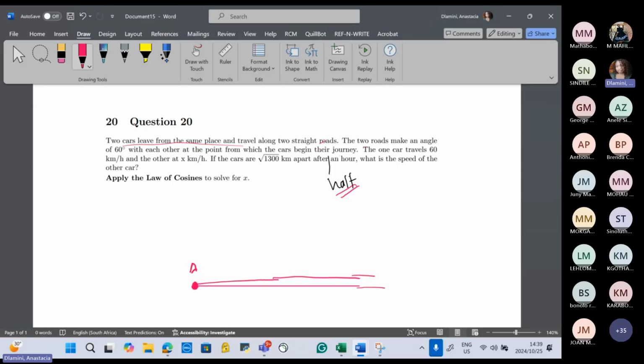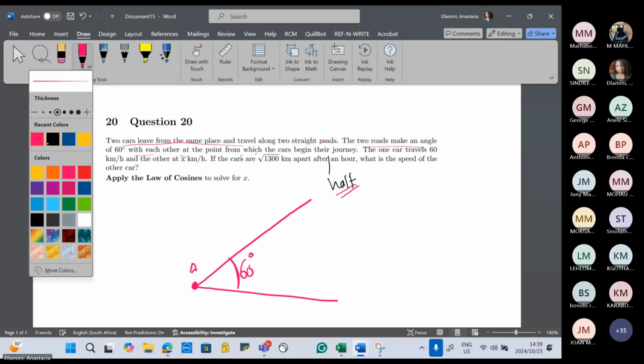The two cars make an angle of 60 degrees with each other at the point from which the cars begin their journey. See, meaning that what we were thinking here is wrong. Does it make sense? Yes. So it means that now there must be some space. One car can travel that side and the other car can travel that side, as long as they are forming 60 degrees between them. Does it make sense?